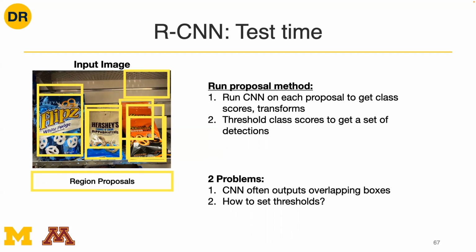So given this setup for how RCNN will work at test time, two problems come up. First, there can be a lot of cases where we have overlapping bounding boxes, and so we'll look at an approach we can use to post-process and fix the detections that come from RCNN. A second problem is how we set some of those thresholds that we used during training, but now also at test time, right?